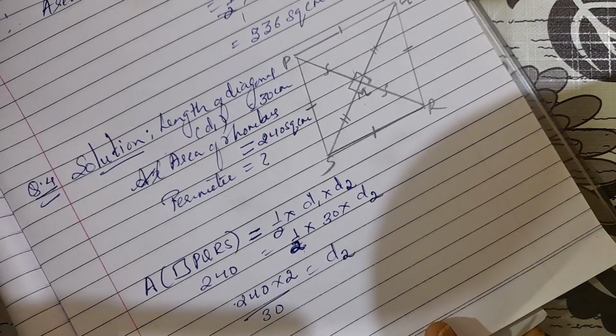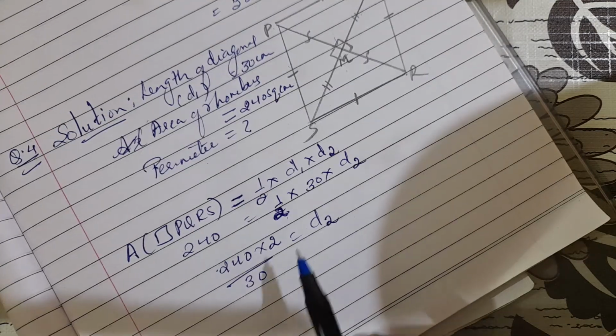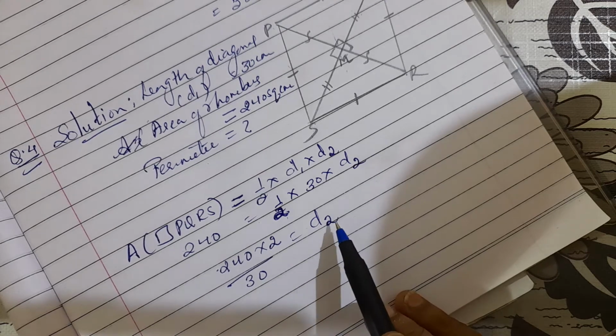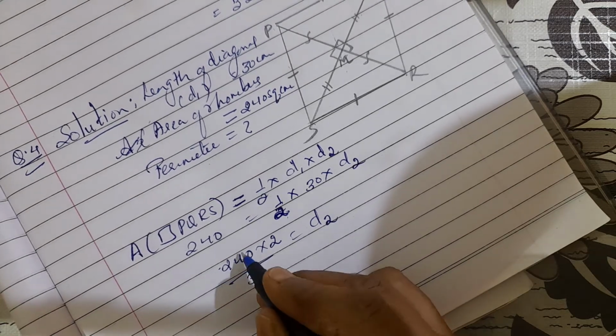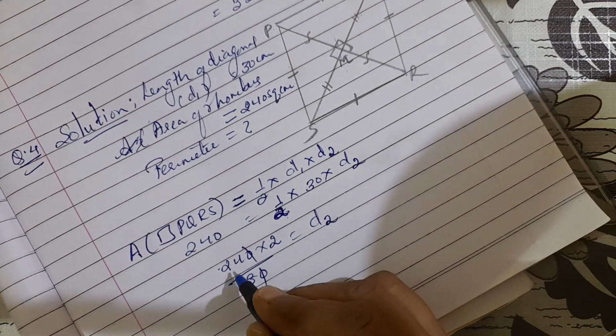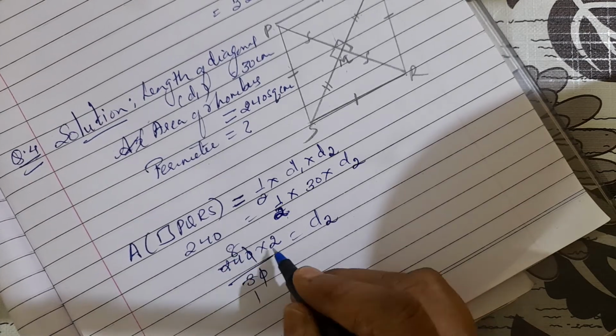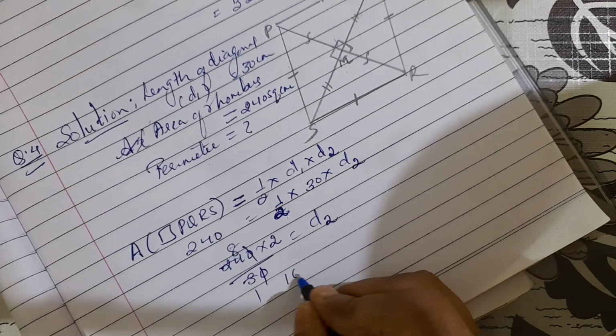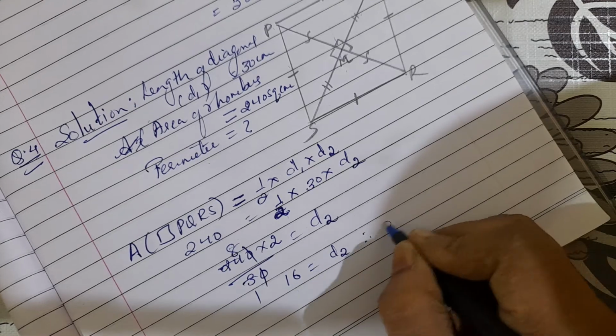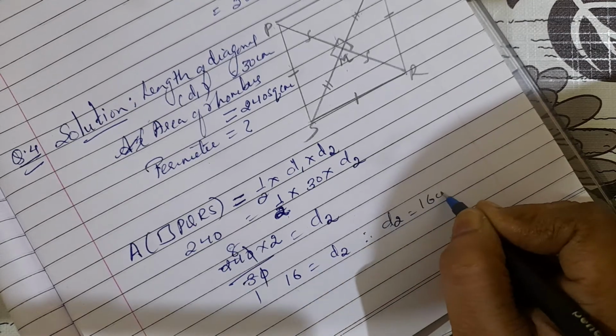Now, 240 into 2 upon 30 is equal to D2. Now this 0 goes, this 0 goes, 3 8s are 24, and 8 2s are 16. 16 is equal to D2. So I can write, therefore, D2 is equal to 16 centimeter.